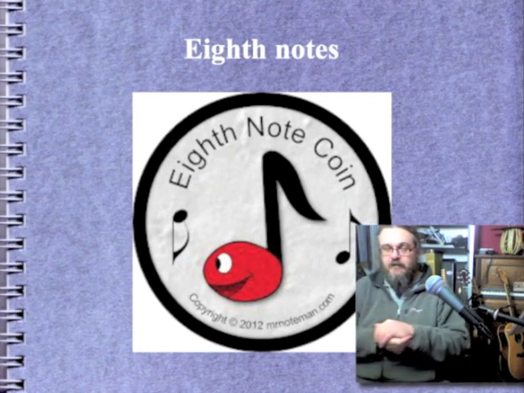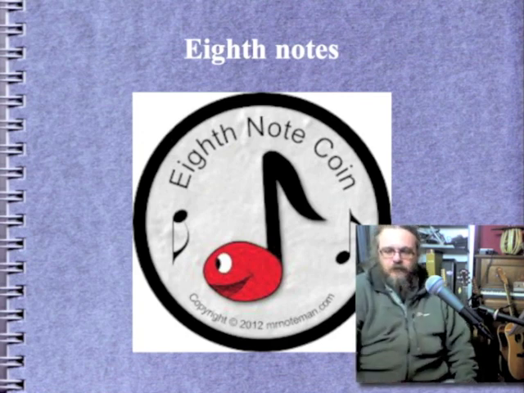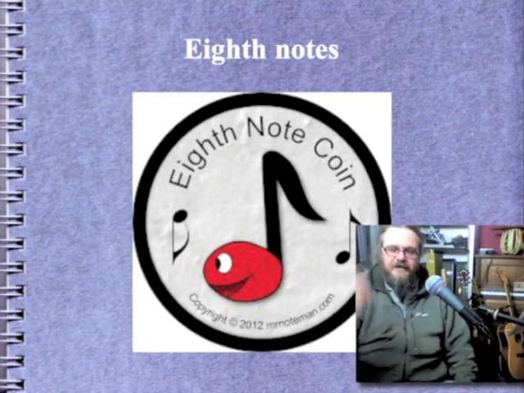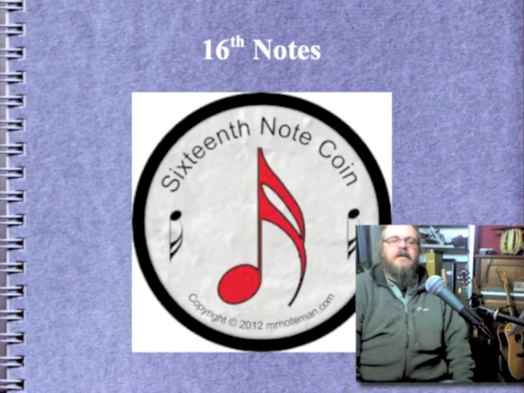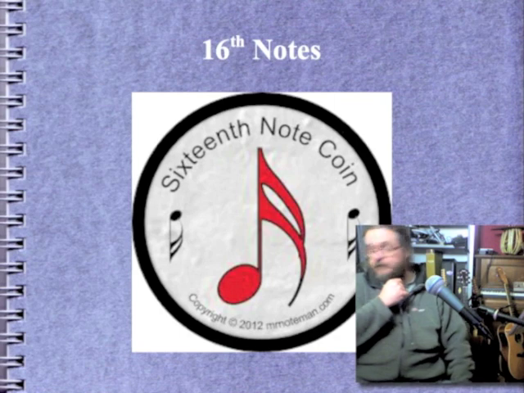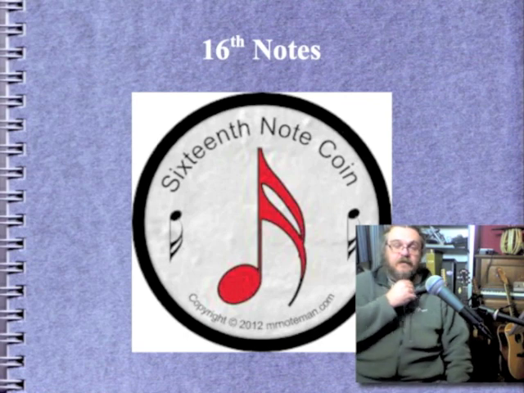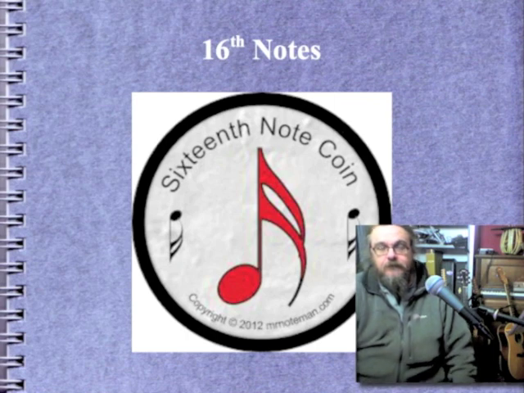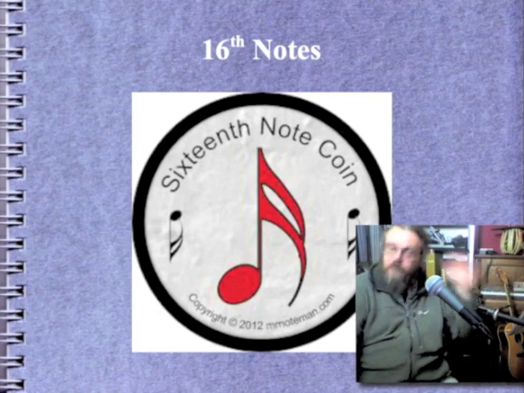We get two eighth notes back for a quarter note. Here's our eighth note coin. You can see it has the flag, which distinguishes it as our eighth note coin. And then two flags as a 16th note. So in a quarter note, you get two eighth notes or four 16th notes. And you work it through and you'll figure all that out. And on top of the 16th notes, you also have 32nd notes and 64th notes.